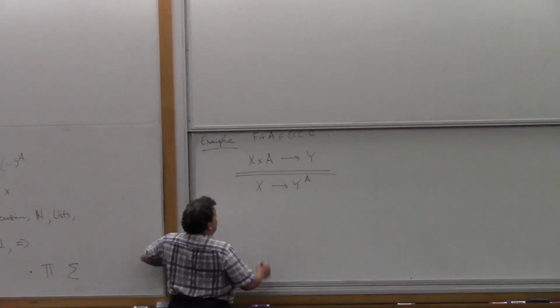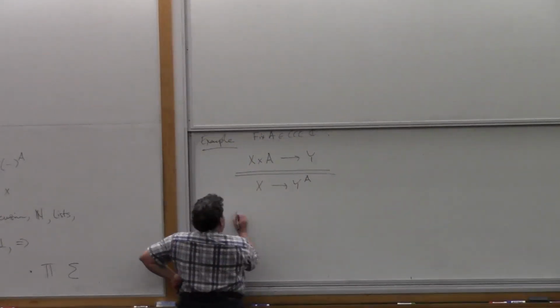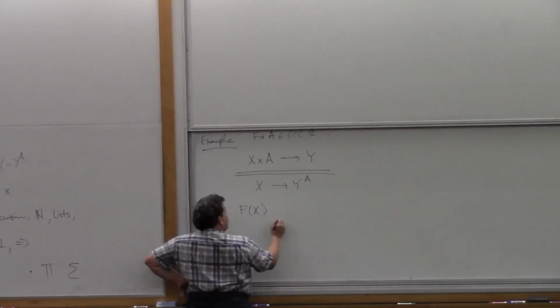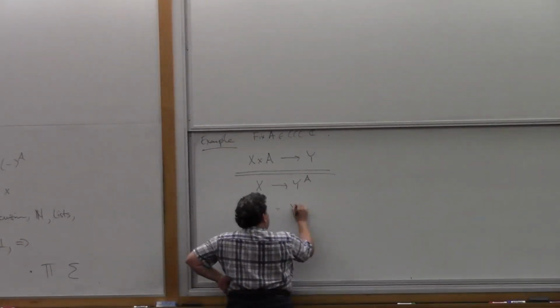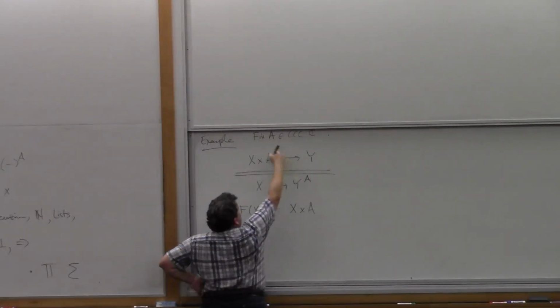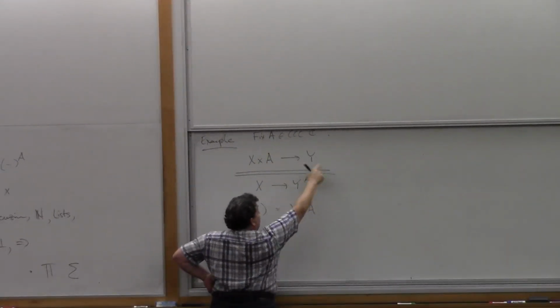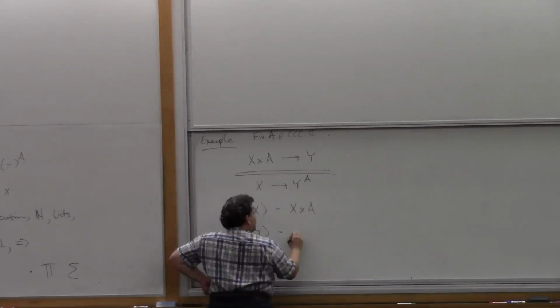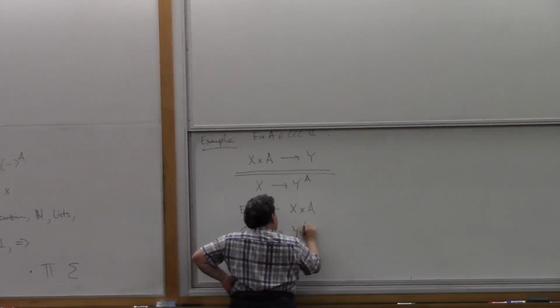Okay, so what we have here is, on the left, we have a functor. And we've checked that that's a functor, right? F of x, namely it's x crossed with A. We know that that's a functor. On the right, we also know that this is a functor. Call it G of y, and it's y to the power of A.